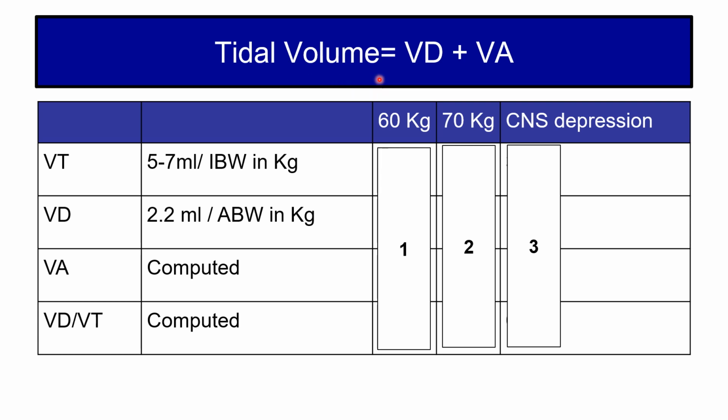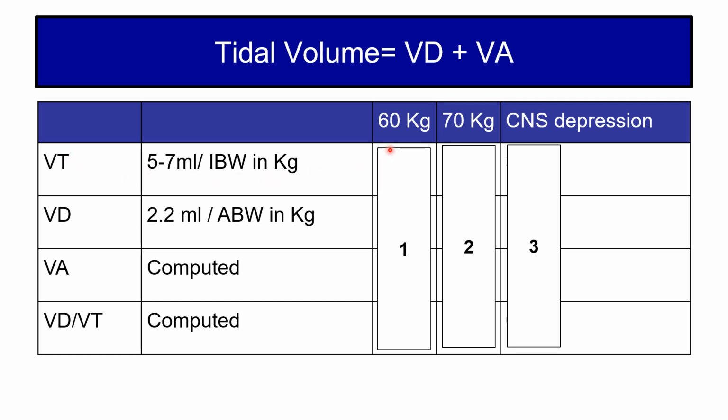So the tidal volume is then the sum of your dead space volume and alveolar space volume. The tidal volume is usually 5 to 7 mL per ideal body weight in kilograms, while the dead space volume is 2.2 mL per actual body weight in kilograms. The VA is computed: we'll just get the difference between tidal volume and dead space volume, and the VD over VT, which is the physiologic dead space, we just compute it as VD over VT.